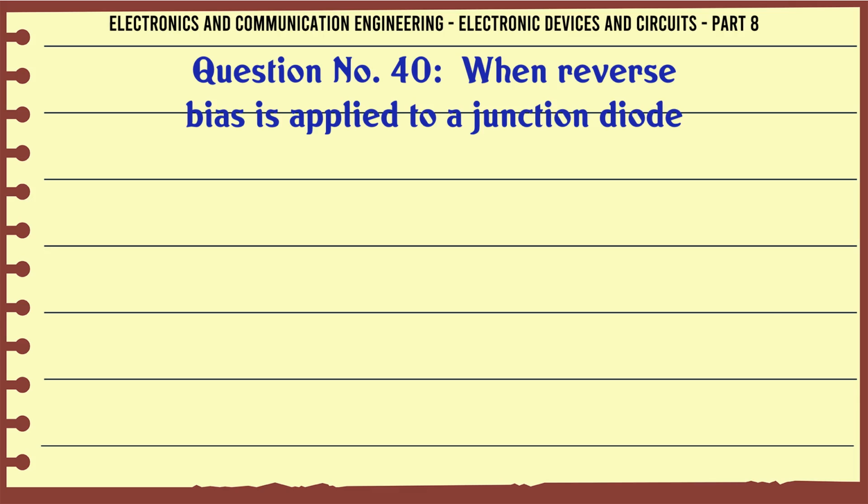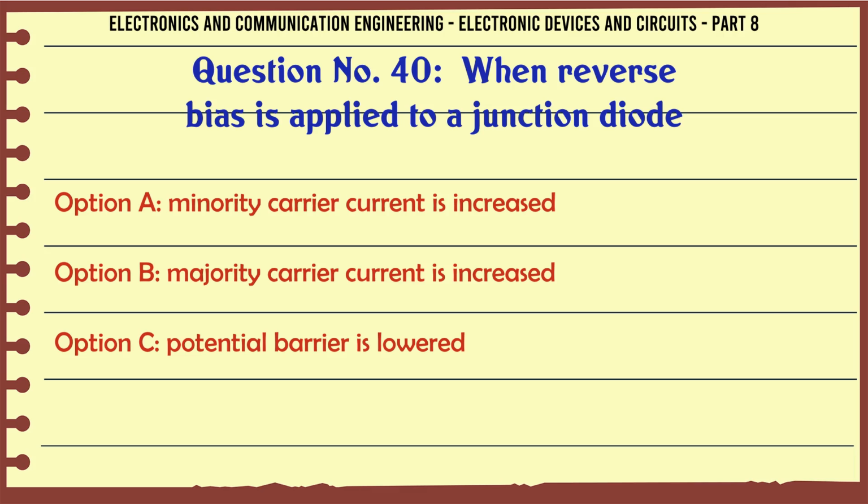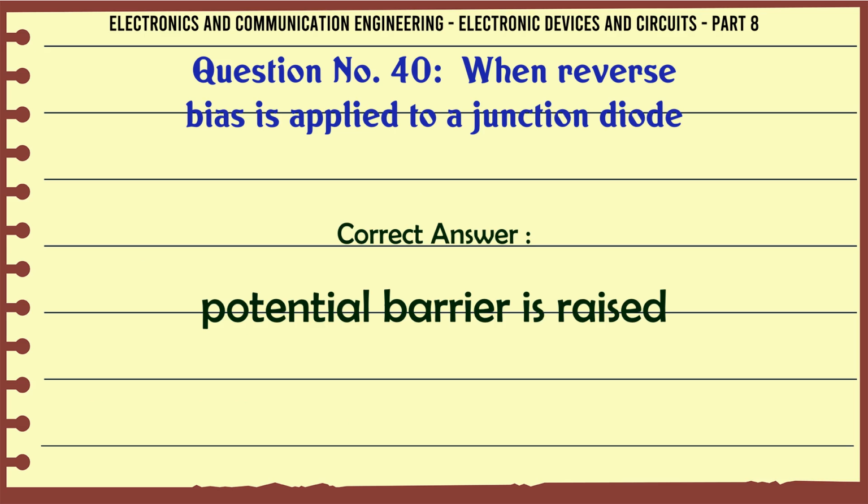When reverse bias is applied to a junction diode, A. Minority carrier current is increased, B. Majority carrier current is increased, C. Potential barrier is lowered, D. Potential barrier is raised. The correct answer is potential barrier is raised.